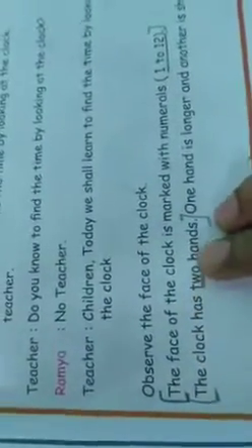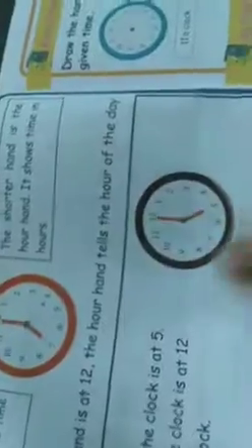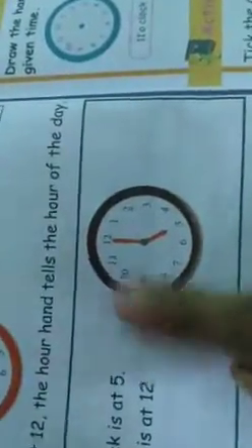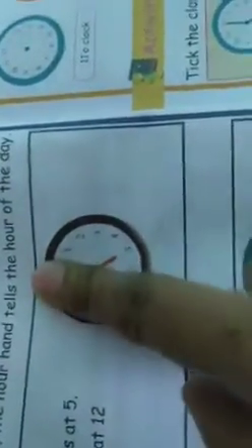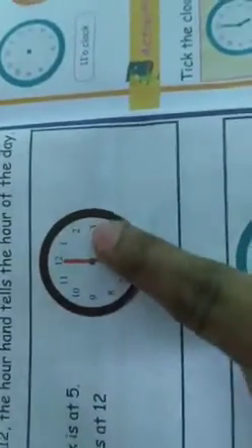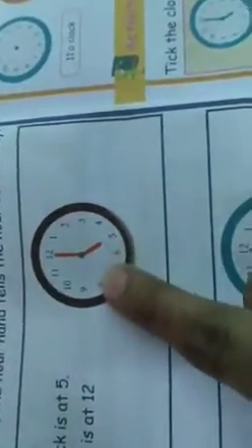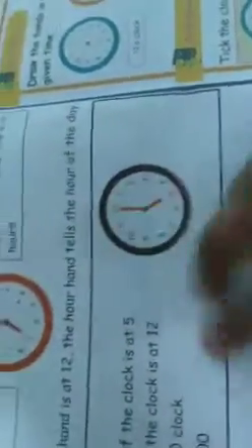A clock has two hands. How many hands? Yes, a clock has two hands. The face of the clock is marked with numerals, that means 1 to 12. That means 1, 2, 3, 4, 5, 6, 7, 8, 9, 10, 11, 12. Now, this is under 1 marks.